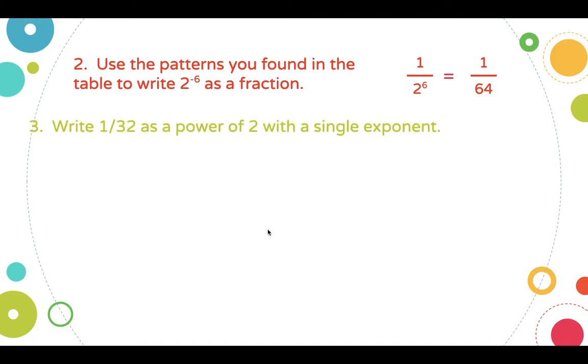So write 1/32 as a power of 2 with a single exponent. Think of that. How many times do we have to multiply 2 times itself to equal 32?